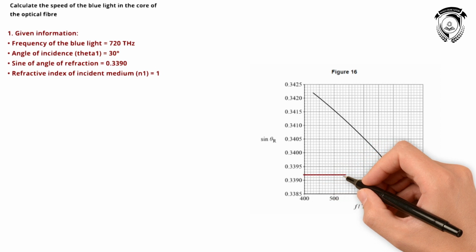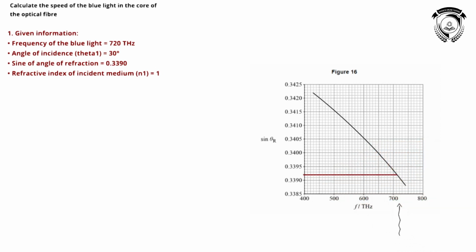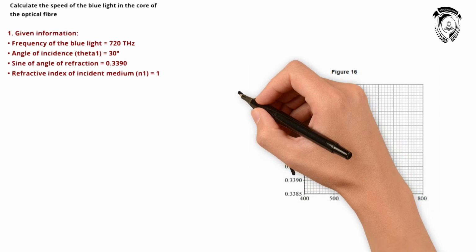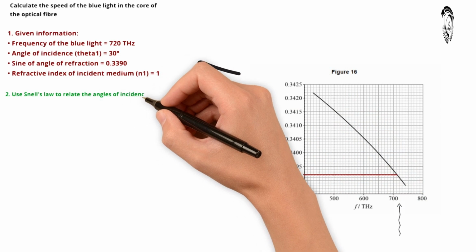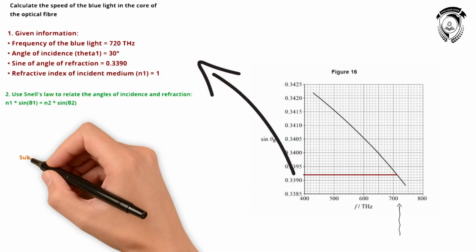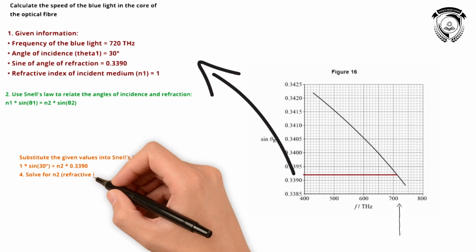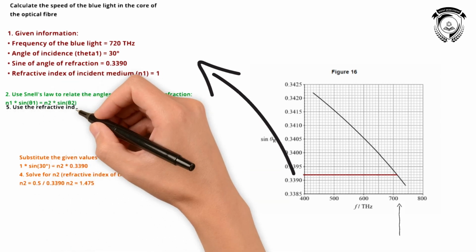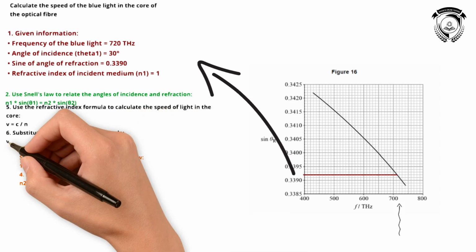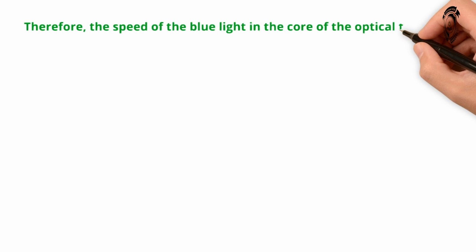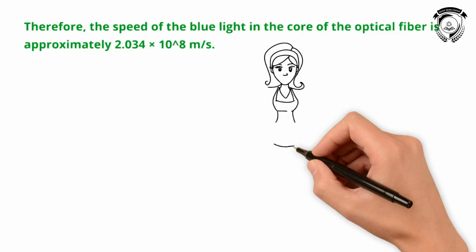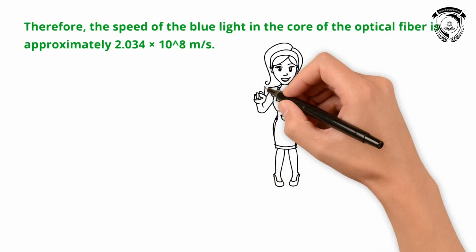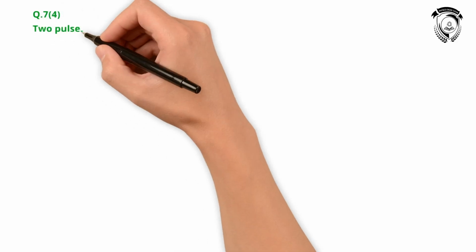Now let us see how I get the sine of angle of refraction. In the figure 16 graph, you can see at the frequency of 720 terahertz, the sine of the angle of refraction is 0.3390. After this, I will simply use Snell's law. I will put the values and find out the refractive index of the second medium, that is n2. And this refractive index of the second medium comes up to be 1.475. So velocity is equal to c divided by n, where c is equal to the speed of light and I divide it by n, which is equal to 1.475. Therefore, the speed of light in the core of optical fiber is 2 times 10 raised to power 8 meters per second.